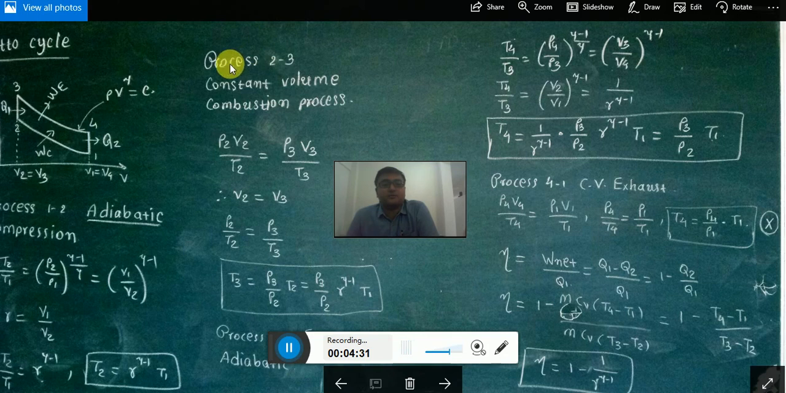Let's talk about process number 2-3, which is a constant volume process. Whenever we have a constant volume or constant pressure process, we need to use this equation: P2 V2 divided by T2 is equal to P3 V3 divided by T3. Here we know that V2 is equal to V3, so P2 divided by T2 is equal to P3 divided by T3. Making the equation for T3, T3 is P3 by P2 into T2, and T2 is r raised to gamma minus 1 into T1.